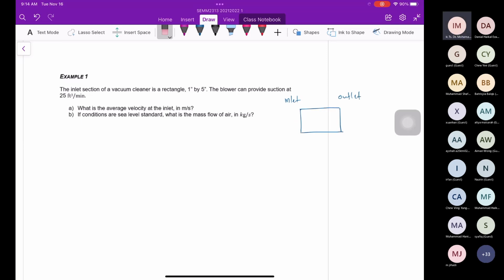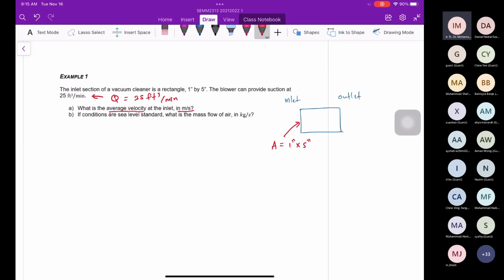We have the area. Alright, the area is 1 inch by 5 inch. The blower can provide suction at Q, the volume flow rate, 25 cubic feet per minute. So the question: find the average velocity in the unit of meter per second.